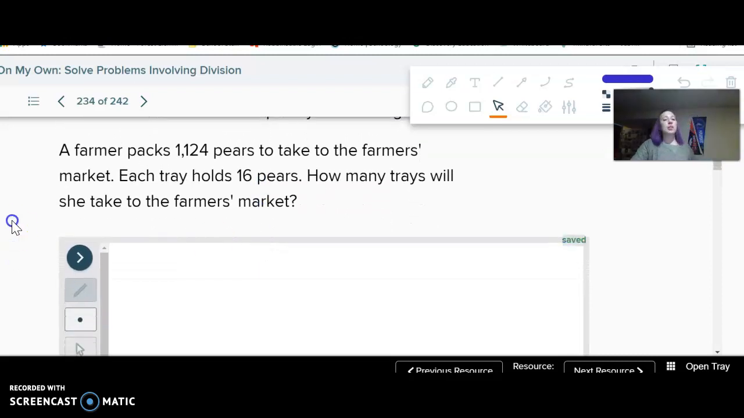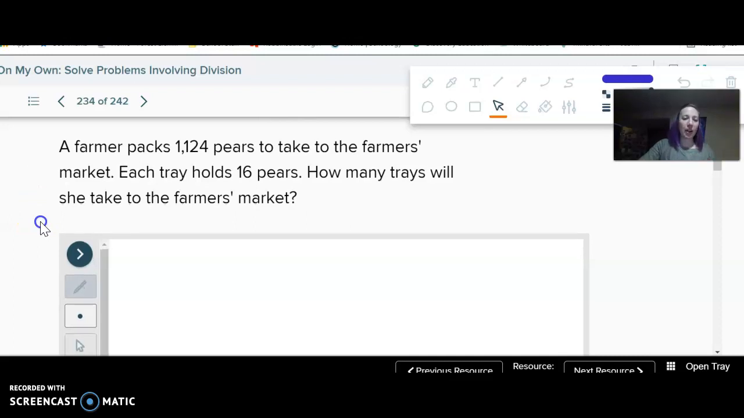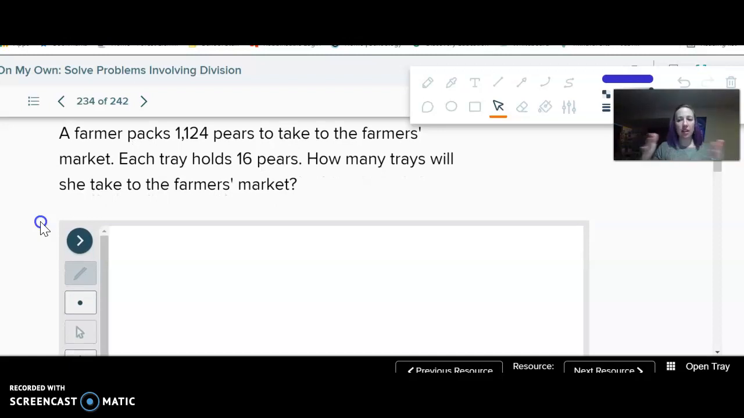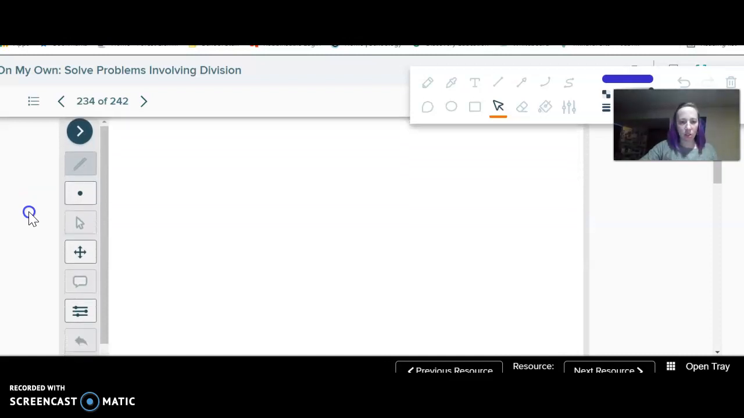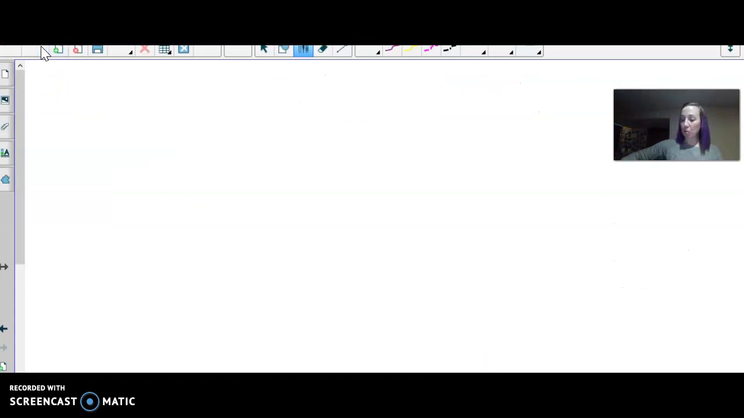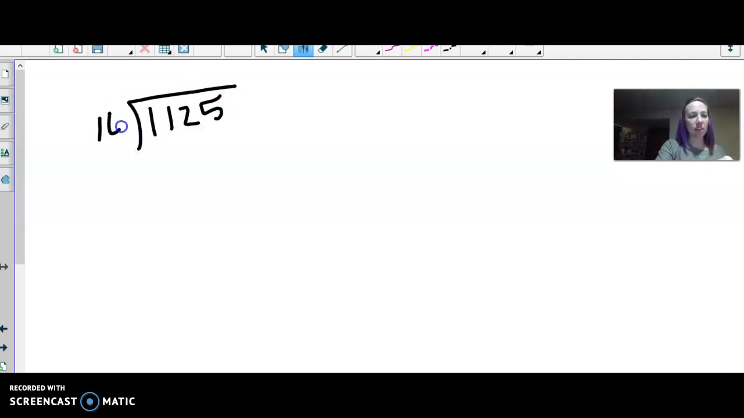All right. So a farmer packs 1,124 pears to take to the farmer's market. Each tray holds 16 pears. How many trays will she take to the farmer's market? Go ahead and give it a try. All right, hope you got it. So first I need to divide, right? Taking these pears, I'm splitting them up into groups of 16. Okay, I'm going to learn from my mistake last time and go to a space where I have a little more room. So 1,124 divided by 16.